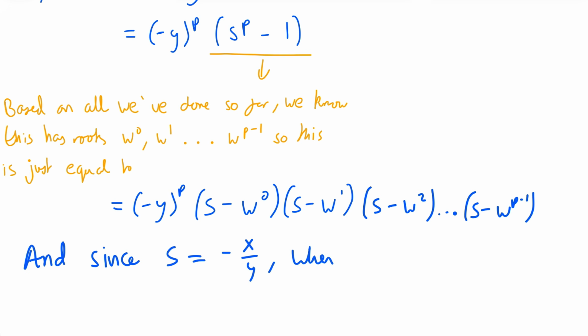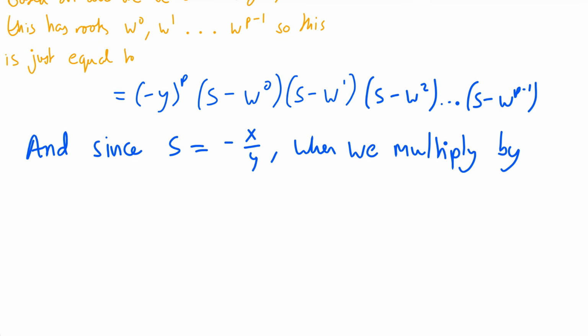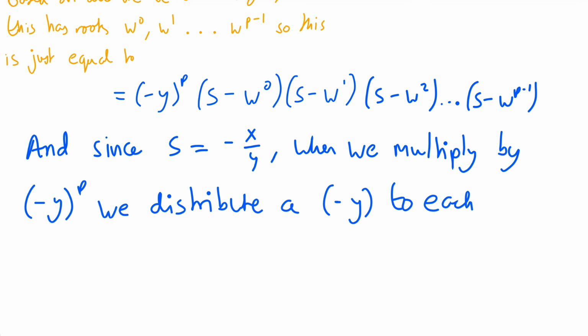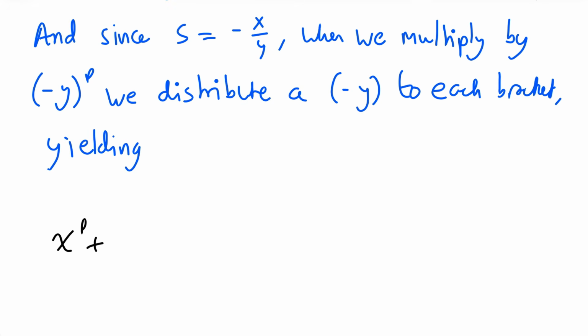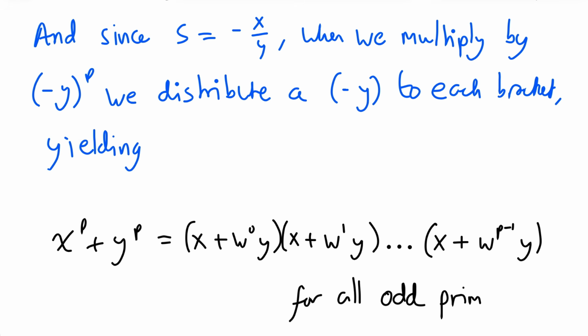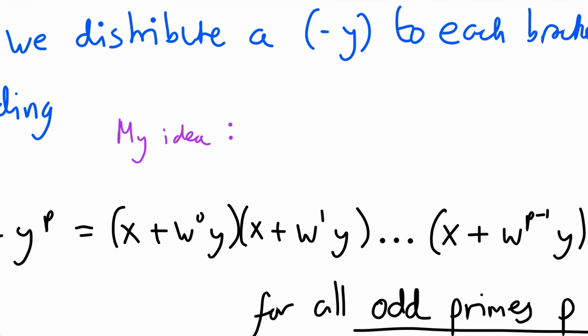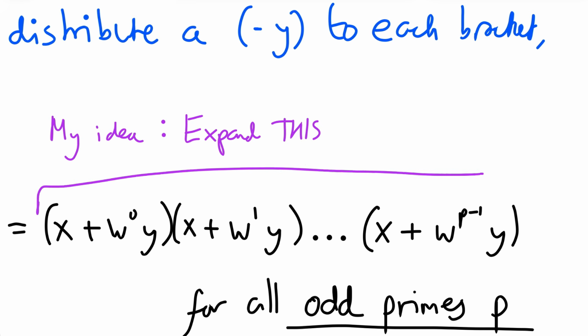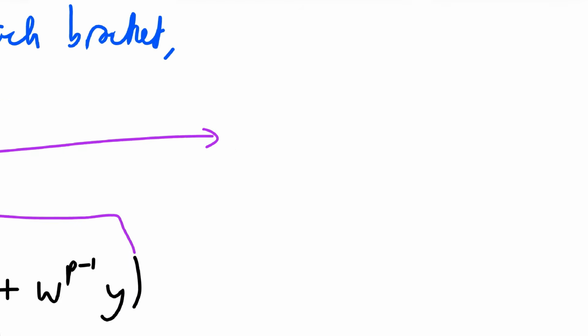And since s is equal to minus x over y, we can distribute a minus y to each bracket, which cancels out the minus y in the first term and changes that plus to a minus, giving us x to the p plus y to the p equals (x plus omega to the 0 times y) times (x plus omega to the 1 times y) up until (x plus omega to the p minus 1 times y), just as planned. Now what I had tried to do was take this product on the right and expand it out and show that all but the first and last terms disappeared.